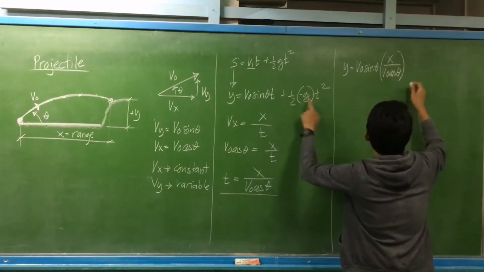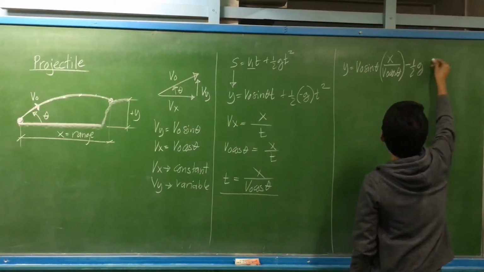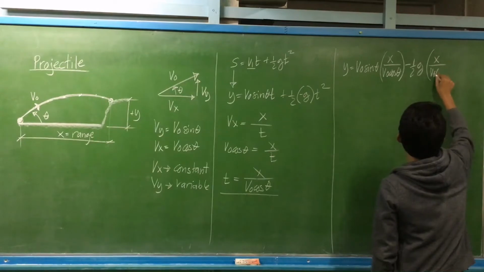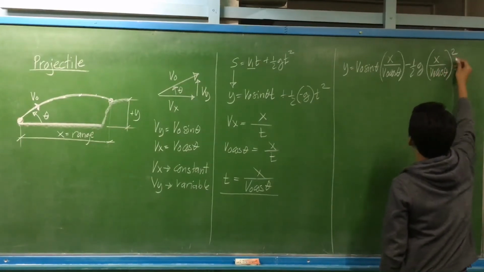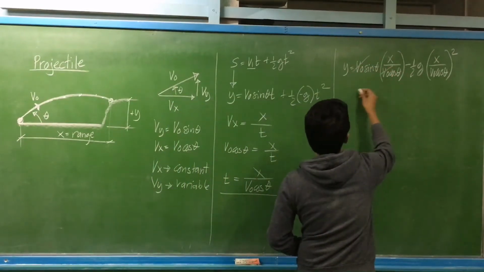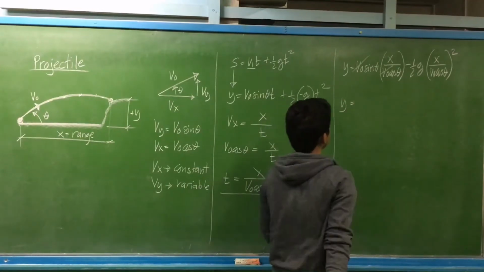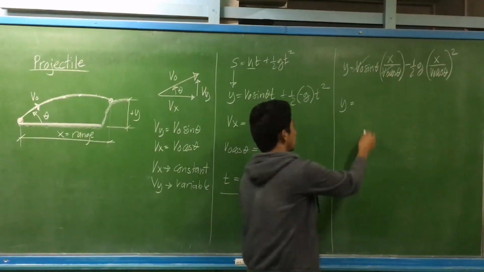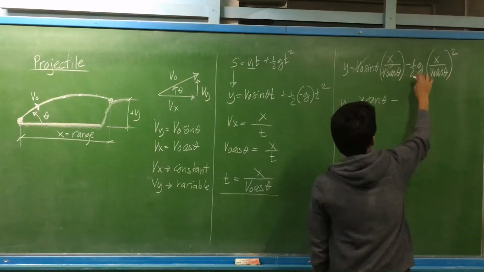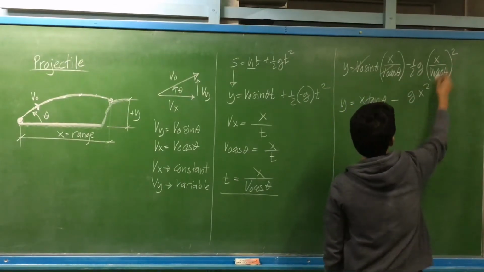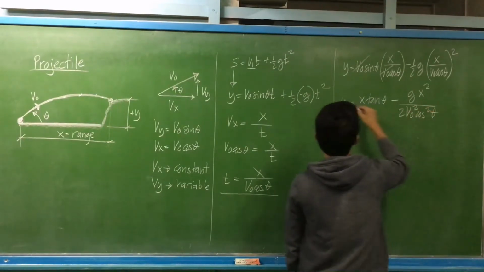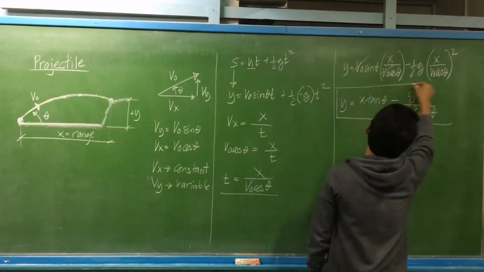And then, since this is negative, minus 1/2 of g times the time squared, which is x divided by initial velocity cosine of theta, quantity squared. Then we simplify. We may cancel v sub o. We have now the equivalent of y: x times sine over cosine, which is tangent of theta, minus the acceleration due to gravity times x squared, divided by twice the initial velocity squared cosine squared of theta. This is our equation for the vertical displacement.